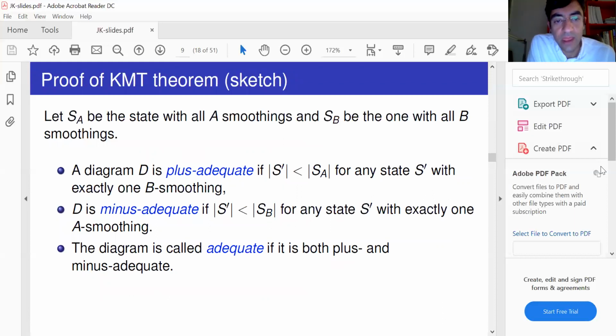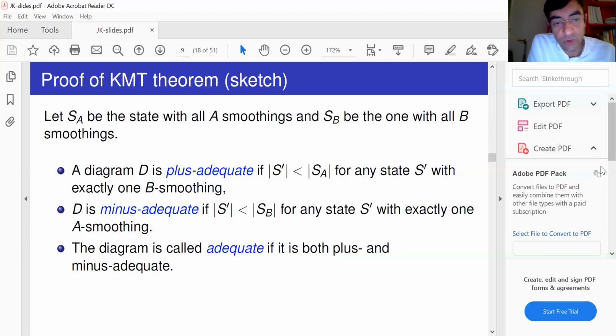Now, a diagram D is called plus adequate if for any state S prime that has exactly one B smoothing, the number of cycles in S prime is less than the number of cycles in S_A. Similarly, a diagram D is called minus adequate if for any state S prime which has exactly one A smoothing, the number of cycles in that state is less than the number of cycles in S_B.